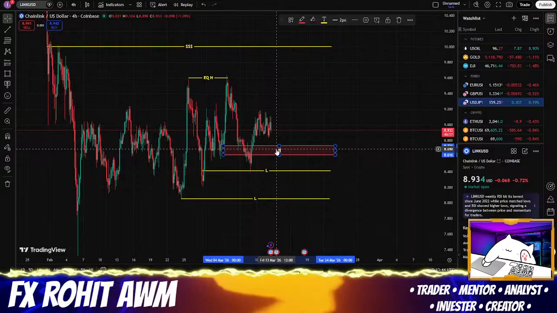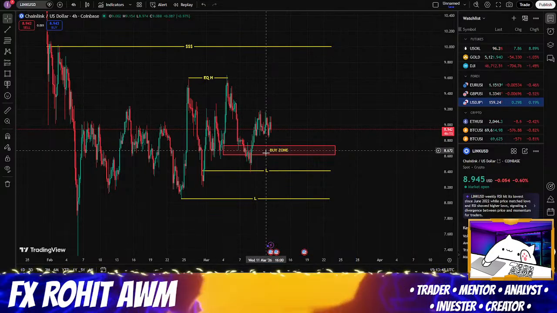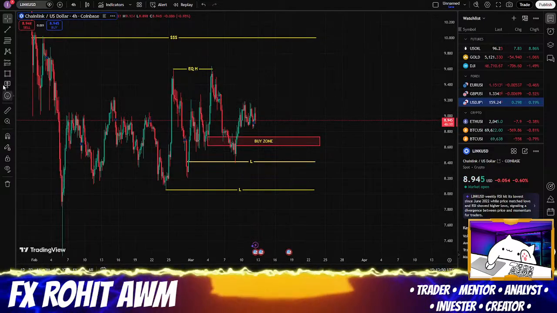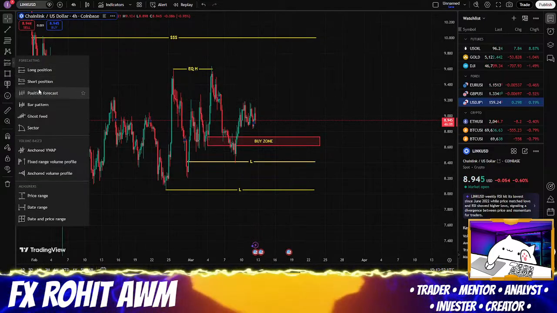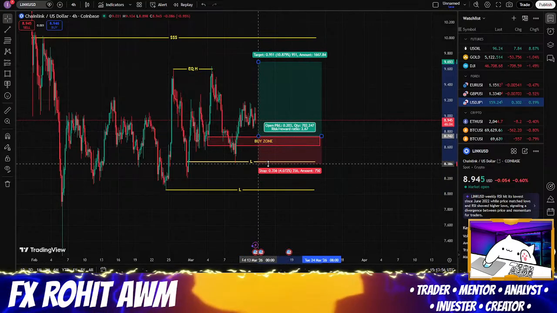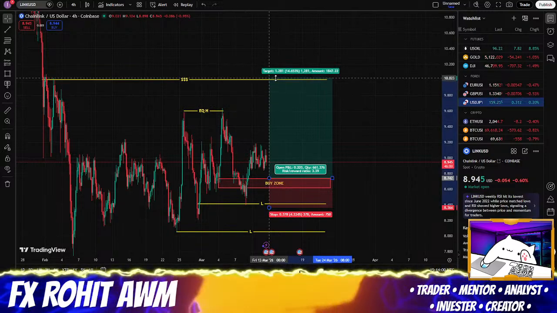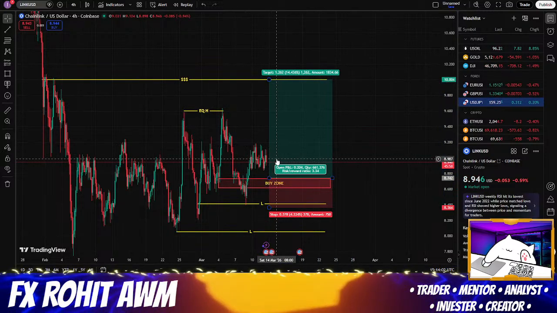That's our buy zone. Okay, so our entry is here and our SL is under that low, and TP is that.